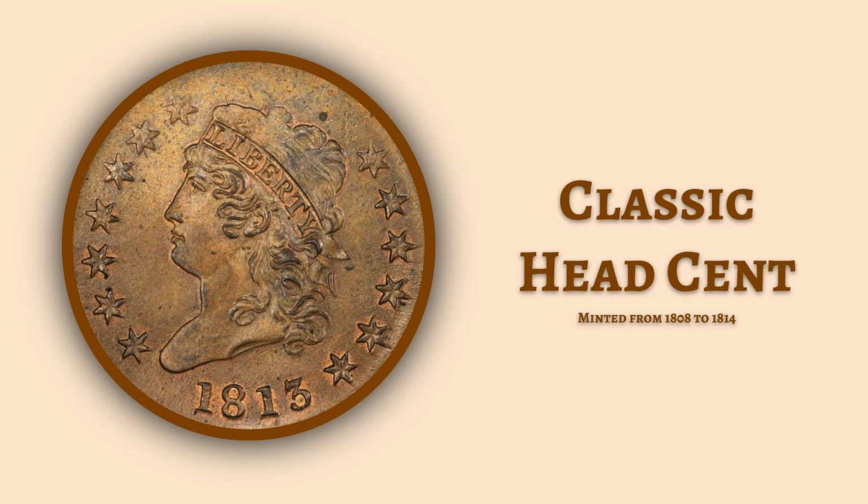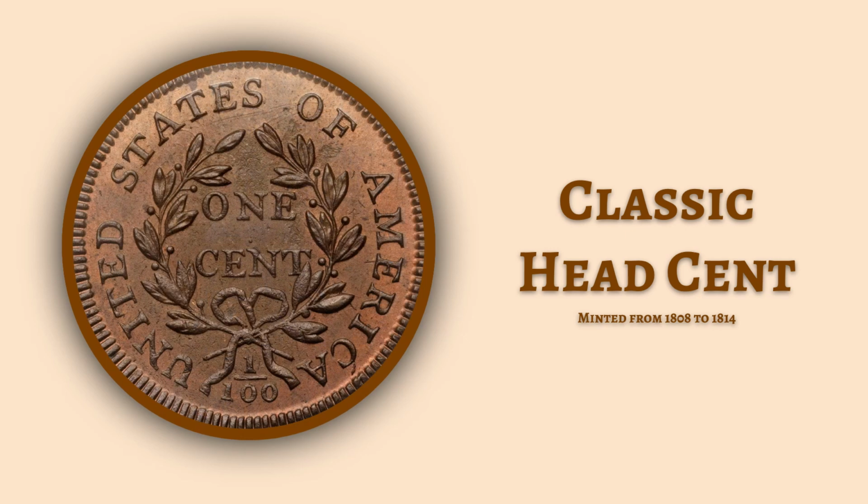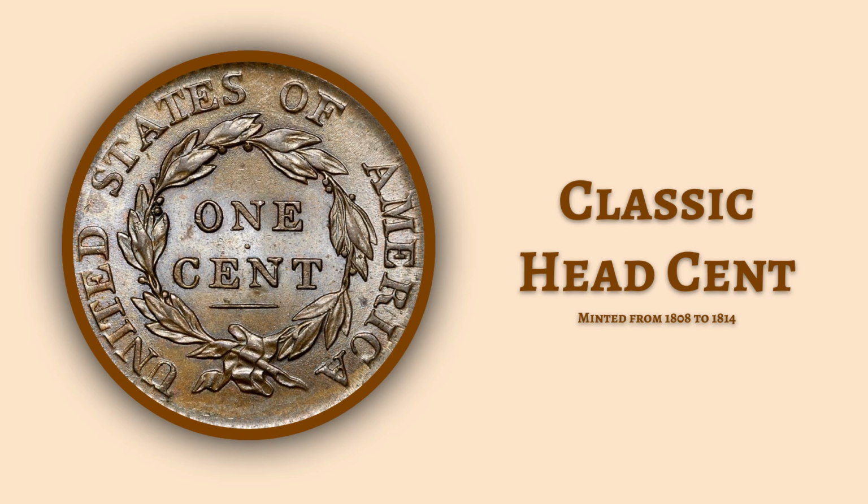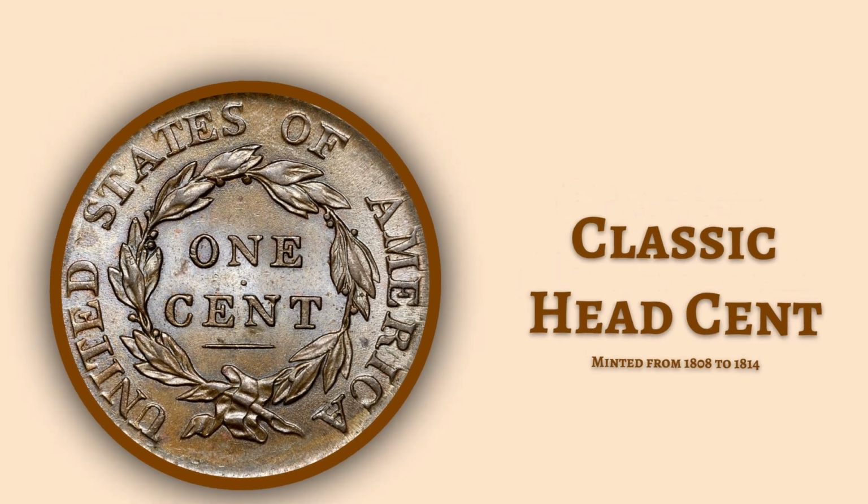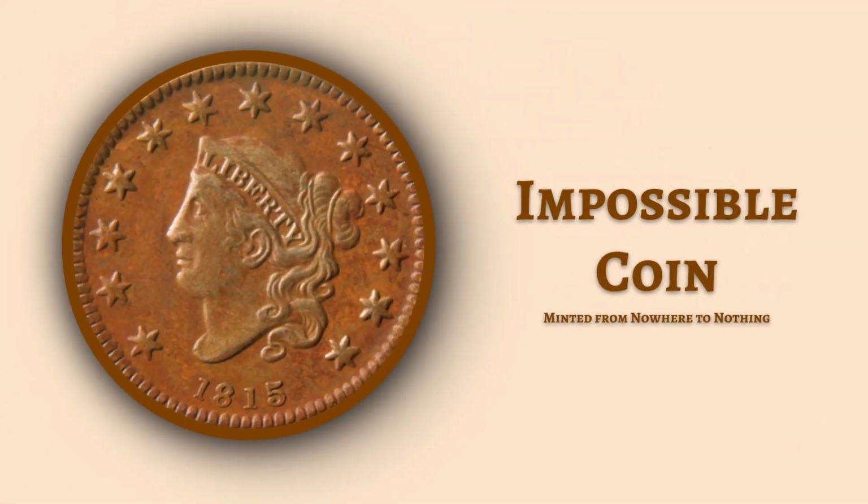Classic head cent, minted from 1808 to 1814. This coin was designed by John Reich. The coin featured a new metal mixture that made the coin soft and vulnerable to wear. In 1815, no cents were made due to a shortage in copper planchets.